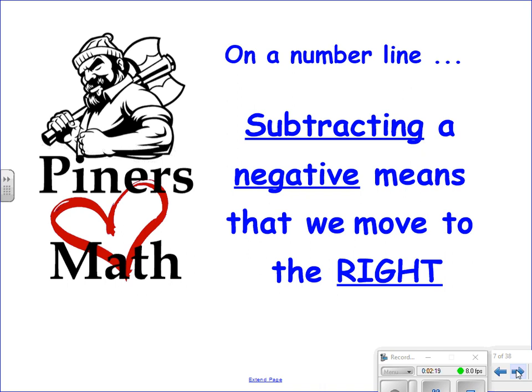So on a number line, what we've learned today is that subtracting a negative means that we move to the right. In other words, subtracting a negative is the same as adding a positive.